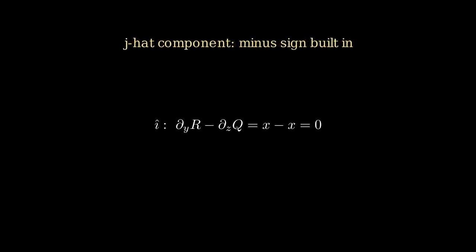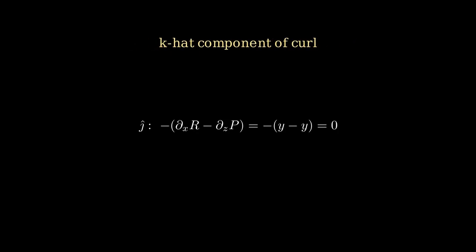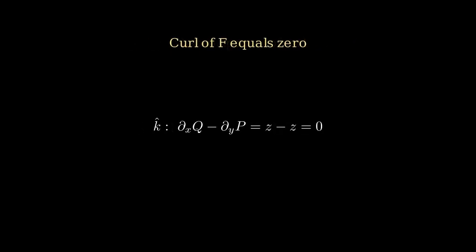The j hat component is negative of partial of r with respect to x minus partial of p with respect to z, which gives negative of y minus y equals 0. The k hat component is partial of q with respect to x minus partial of p with respect to y, which gives z minus z equals 0. So the curl of f comes out to exactly 0.